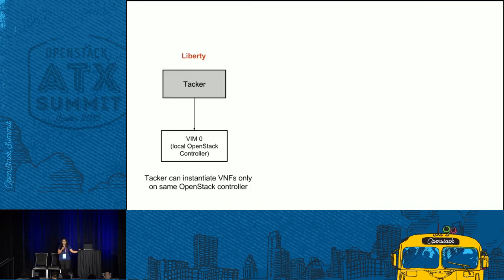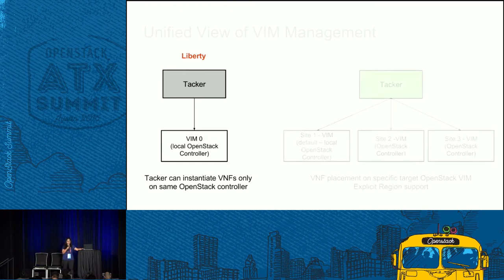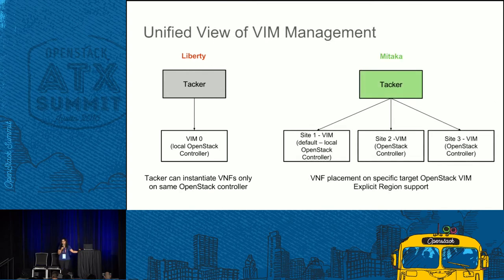So a bit of a deep dive into the multi-site feature itself. In Liberty, Tacker was able to deploy VNFs in a single OpenStack site, and it was agnostic to remote sites within the telco infrastructure. In Mitaka, we started supporting this multi-site VIM management, where operators can deploy VNFs using a single Tacker controller in multiple OpenStack sites. So the local VIM just becomes another VIM. The operator can register and use that VIM as an OpenStack instance to deploy VNFs.